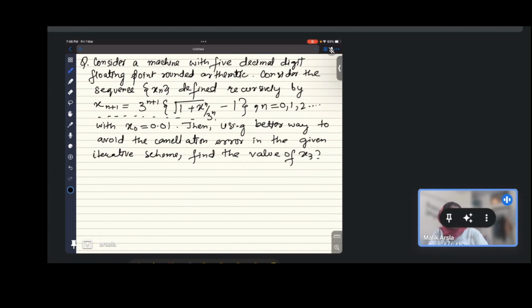So this question is asking us to find a better way to solve this so that the cancellation error is not there. Since it's asking us to avoid cancellation error, what we have to avoid is the negative sign in the expression, right? Anyhow we have to try that this minus 1 should not be there. So think of a way in which you can make this expression with only positive signs.